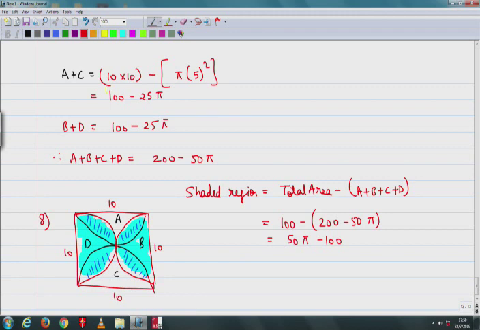And if you substitute 3.14 for pi, that will be 157 minus 100, which is going to be 57. 50 pi minus 100. Yes, Senapati, that is right. Shillong, are you getting this now?